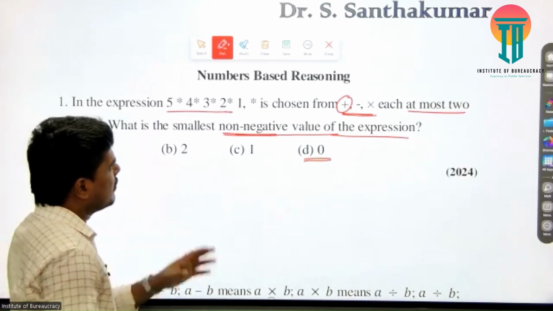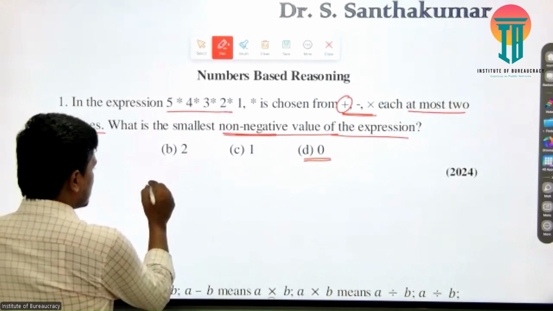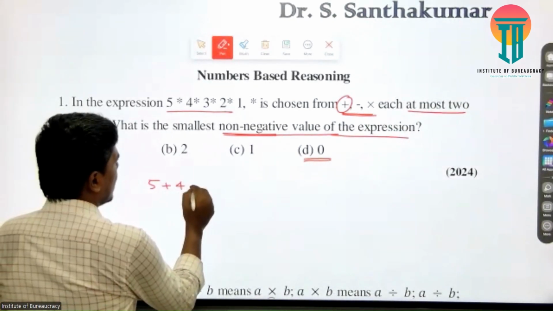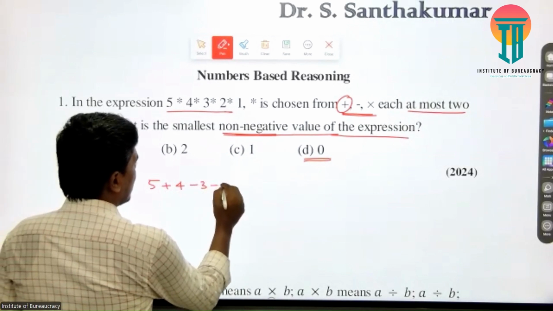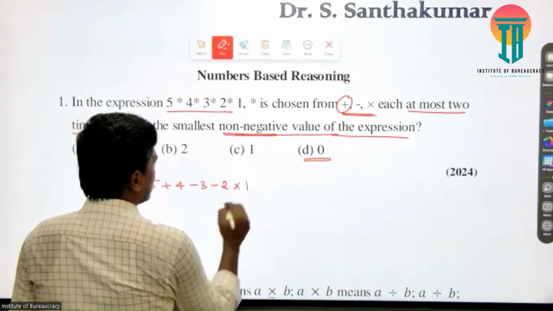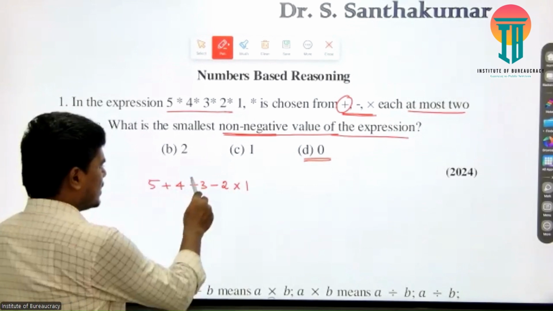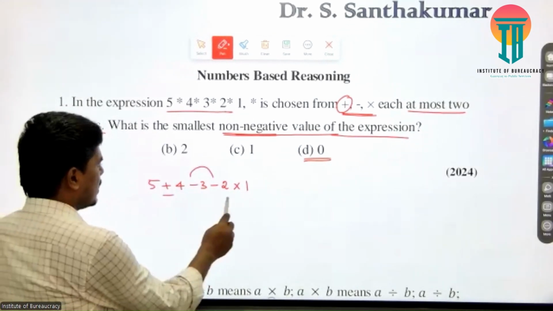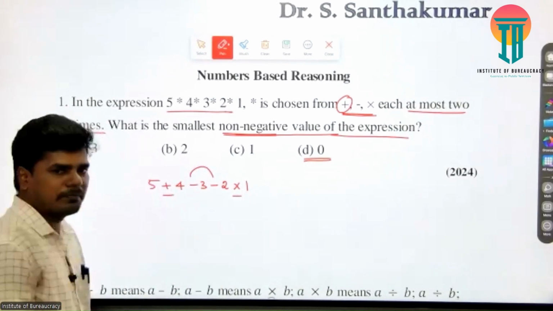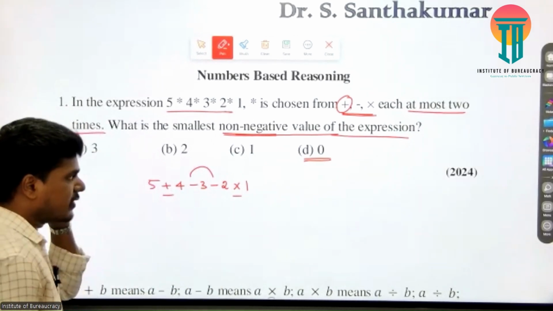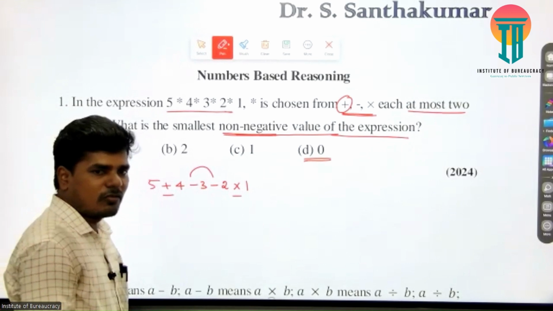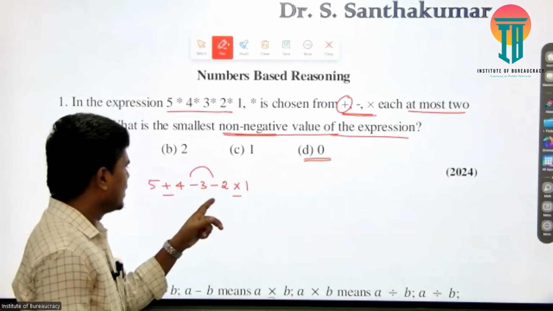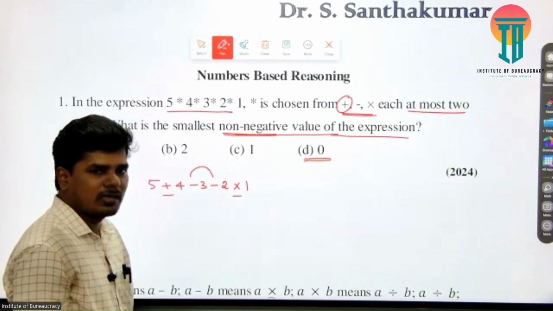Okay, I'll go with one possibility. One of the possibilities I can take is 5 plus 4, then minus 3, minus 2 into 1. I have taken minus 2 times, at most 2. Plus 1 time, multiplication 1 time. Now what is going to happen? First I have to do what? Now only you have to apply BODMAS. So out of these operations, multiplication first, next addition, then only what?